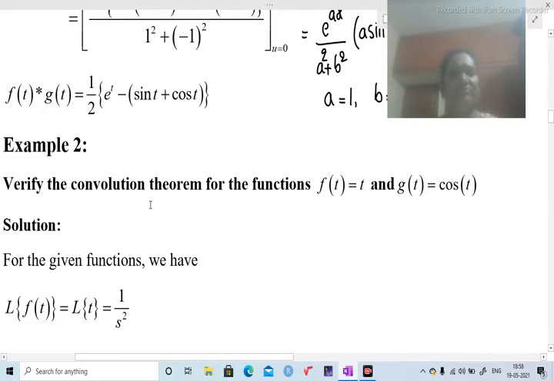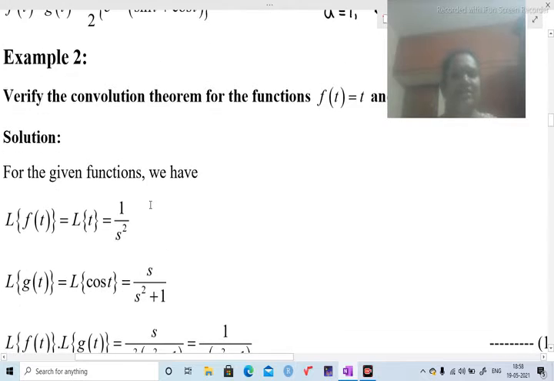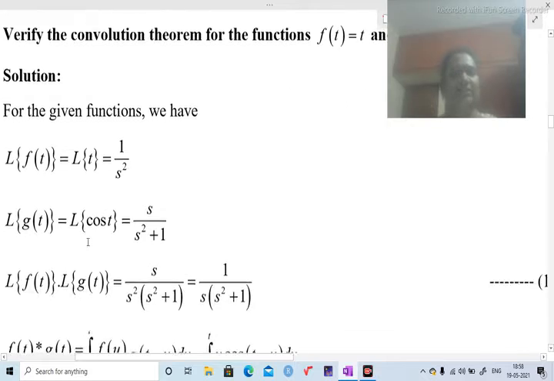Second question, verify the convolution theorem for the functions f of t equal to t and g of t equal to cos t. First of all, I am going to find out the Laplace transform of f of t and g of t. That is, L of f of t equal to L of t equal to 1 by s square. L of g of t equal to L of cos t, that is s by s square plus 1.